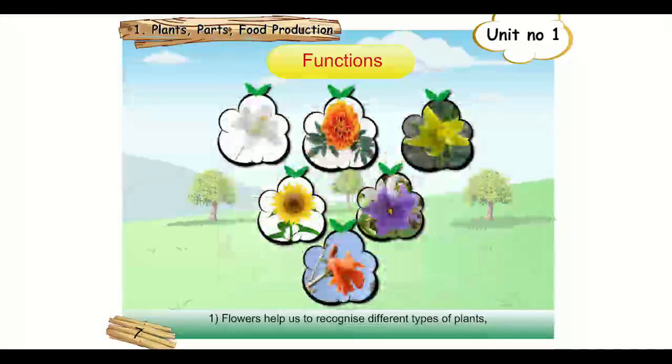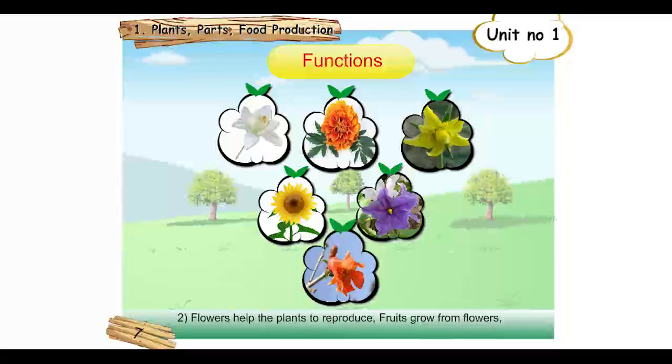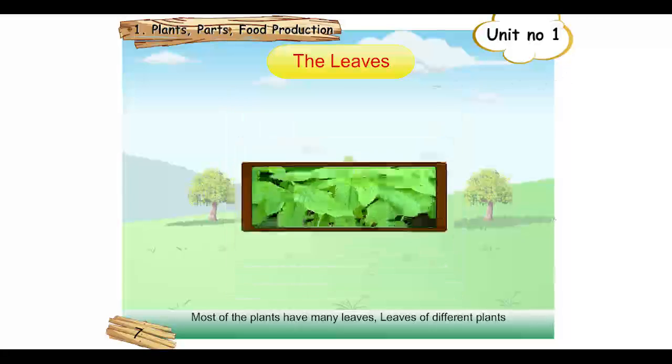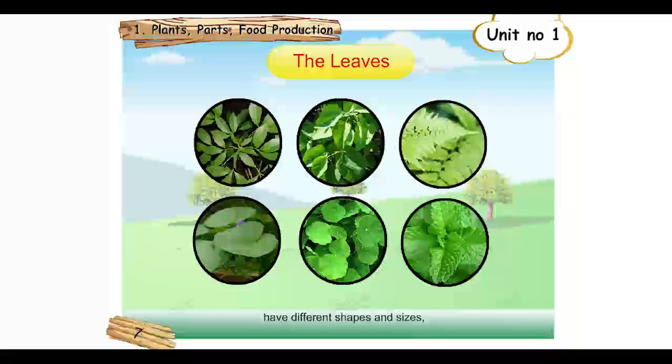Functions: 1. Flowers help us to recognize different types of plants. 2. Flowers help the plants to reproduce. Fruits grow from flowers. The leaves. Most of the plants have many leaves. Leaves of different plants have different shapes and sizes.